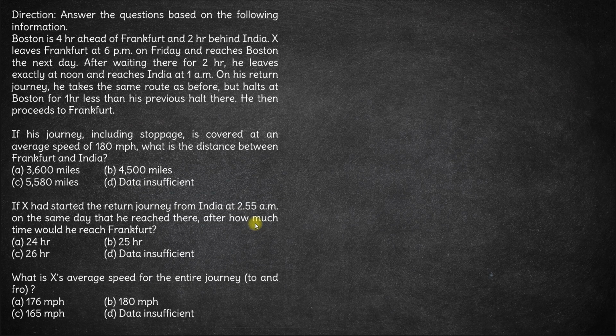Hi. Here in this question we have Boston is 4 hours ahead of Frankfurt and 2 hours behind India. So we have 3 cities: Frankfurt, Boston and India. Boston is 4 hours ahead of Frankfurt. So let's take the time at Frankfurt as the base. So whatever time at Frankfurt will be, time at Boston will be 4 hours more than Frankfurt.